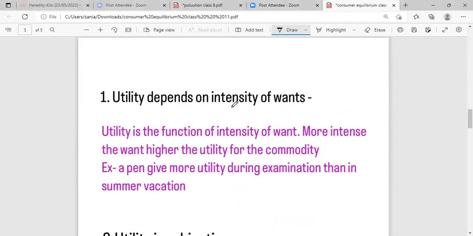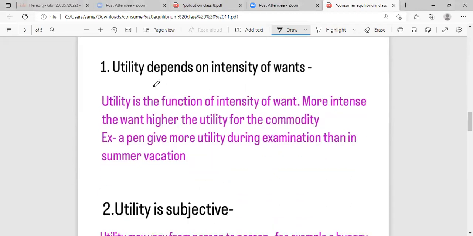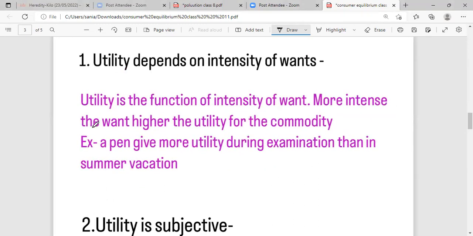Now one by one we will be doing. Utility depends on intensity of want. Utility is a function of intensity of want. The more intense the want, the higher the utility for the commodity. For example, a pen gives more utility during examination than in summer vacation, right? As we discussed in the first chapter, wants are of two types: one is more intense, and one is less intense.